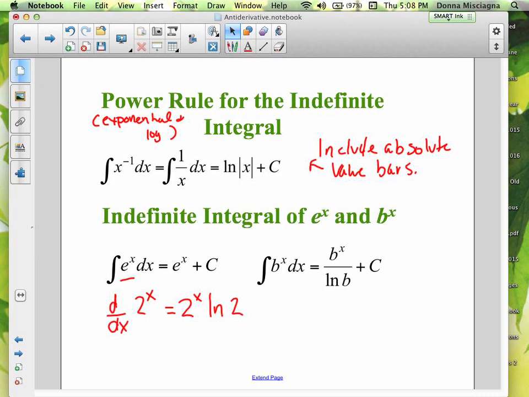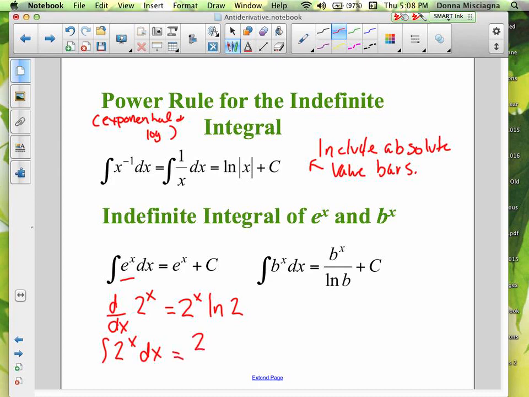And so now if we go the other way, okay, right, so if I were to go the other way, and I have the integral of 2 to the x dx, my answer is going to be 2 to the x divided by natural log of 2. That would be the integral.